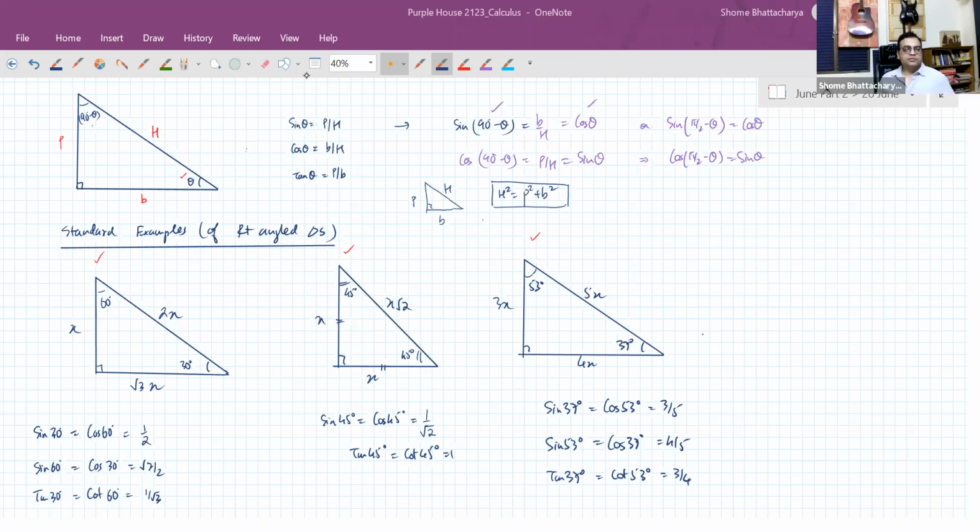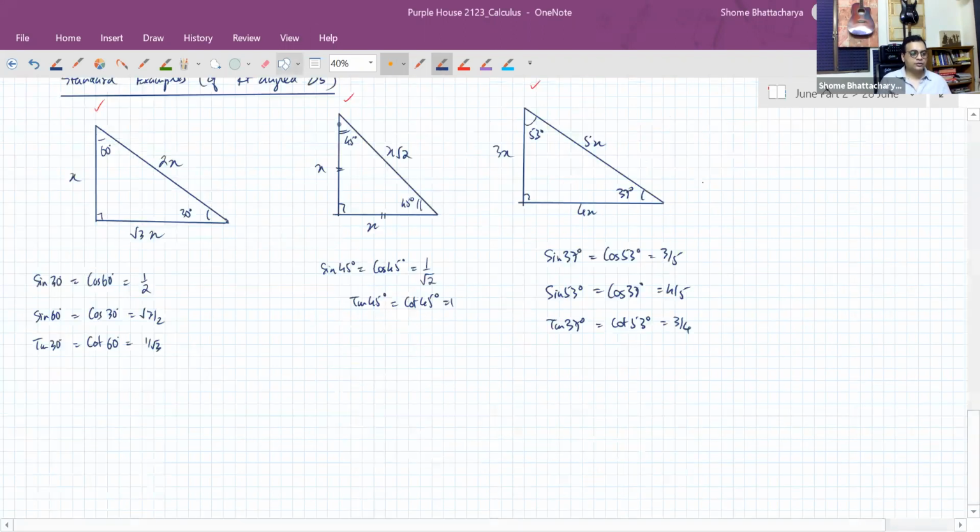Now see, from this idea of what we know from before about right angle triangles and trigonometric ratios, and some standard values over here, you should also keep in mind how to express these in radians. This is pi by 6, 60 degrees is pi by 3, and 45 degrees is pi by 4.